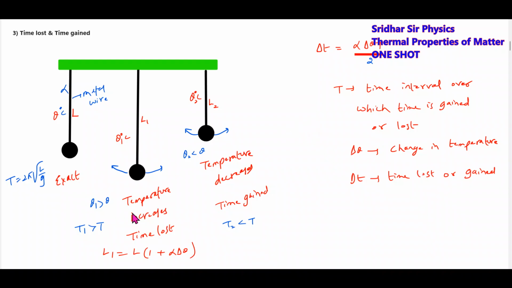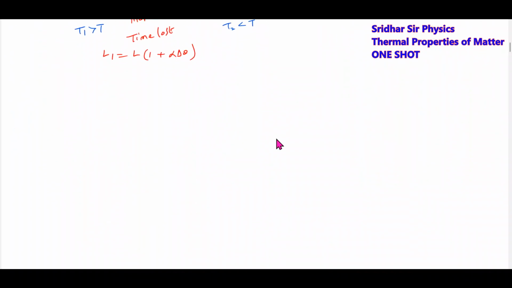See here, as the time period increases, time will be lost. As the time period decreases, the time will be gained here. So now you select: as the temperature increases, the length of the pendulum increases, the time period increases, and time will be lost here. A simple thing to remember: time period increases, time is lost; time period decreases, time is gained. Then this can be mixed with gravity also.